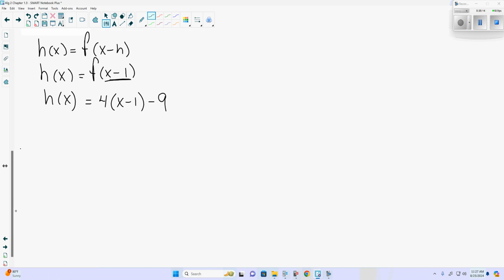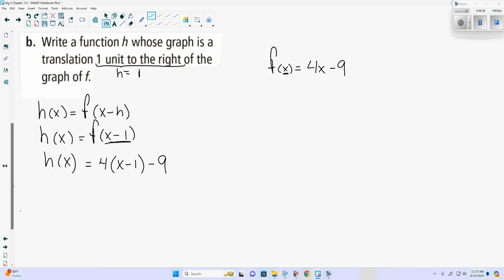Yes. Any questions on this here? So the 4 is from the function itself, because we're taking every part of that function, that equation, and it's going to come down with it. The only thing that we're replacing is x.